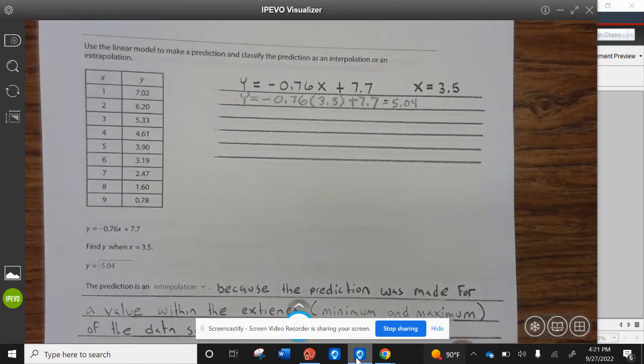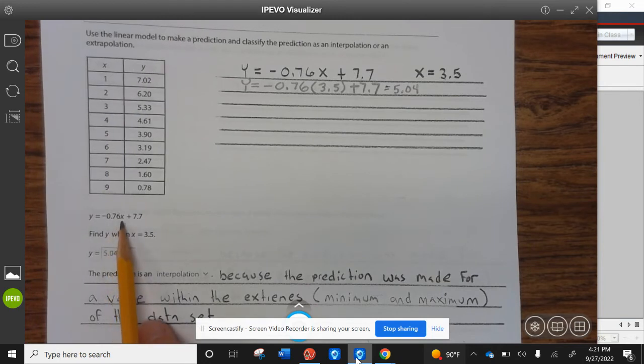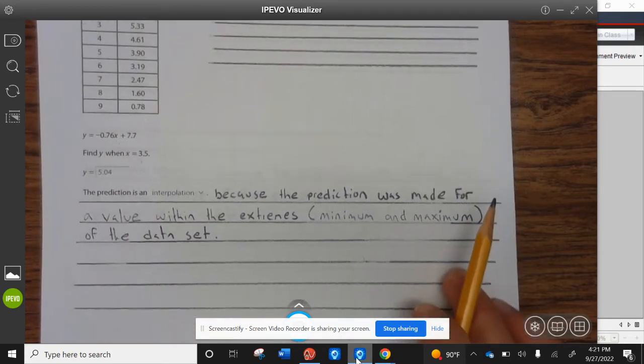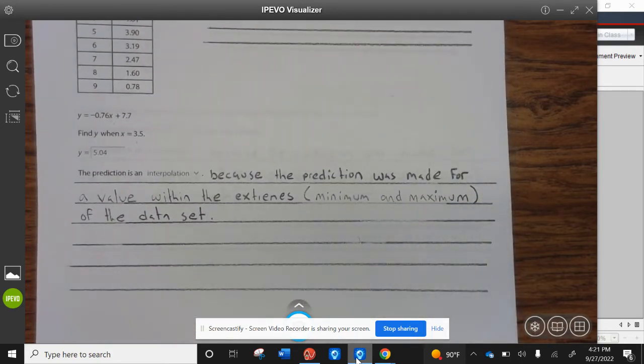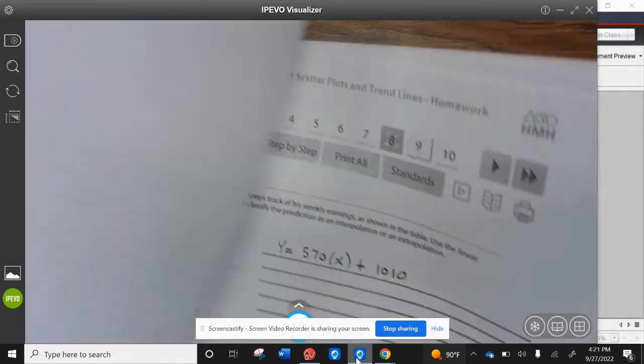Okay, so for when y equals negative 0.76x plus 7.7 and x is 3.5, y is 5.04. Now, the prediction is interpolation because the prediction was made for a value within the extremes, minimum or maximum, of the data set. All right, let's take a look at the next example.